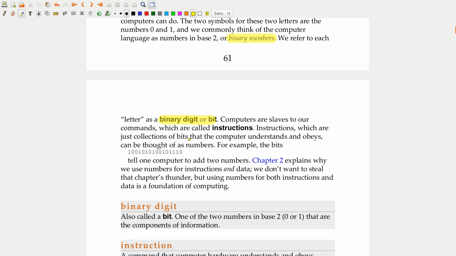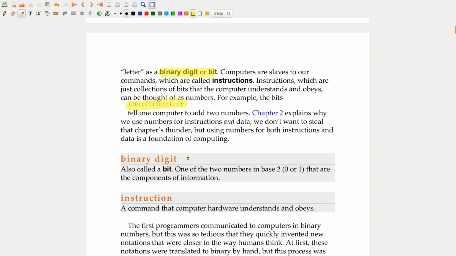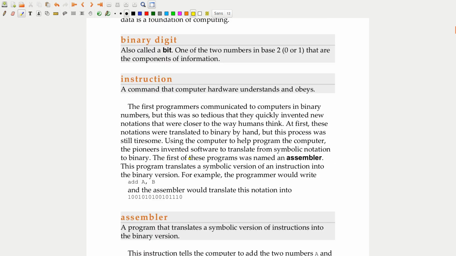Instructions, which are just collections of bits. So something like this could be an instruction. And we'll see how we can encode assembly into instructions, and that assembly actually has set patterns that are predefined to translate from English words into binary digits. Okay. So this is pretty simple.